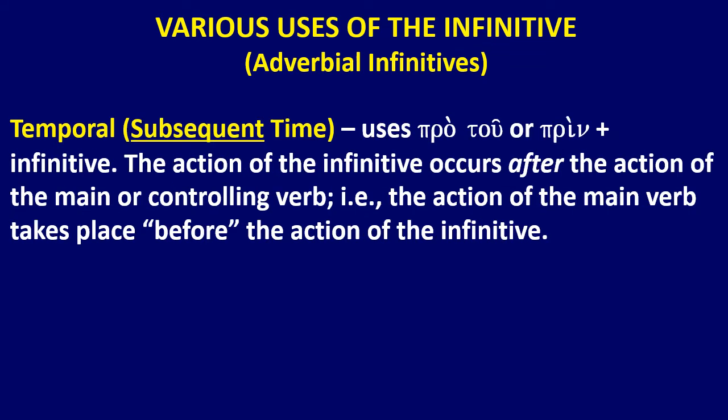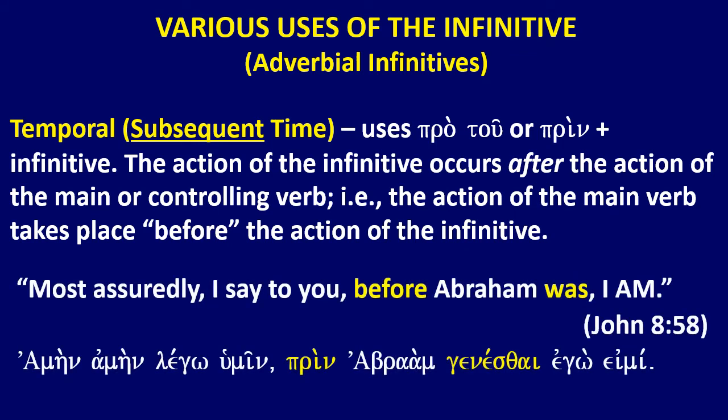And so the temporal adverbial infinitive can show prior time, it can show contemporaneous time, it can also show subsequent time. And when this is the case, the preposition pro and the article to will be used, or even just the word prin plus an infinitive. And so the action of the infinitive occurs after the action of the main or controlling verb. In other words, the action of the main verb takes place before, that's how we're going to translate it, the action of the infinitive. And here's an example of this.